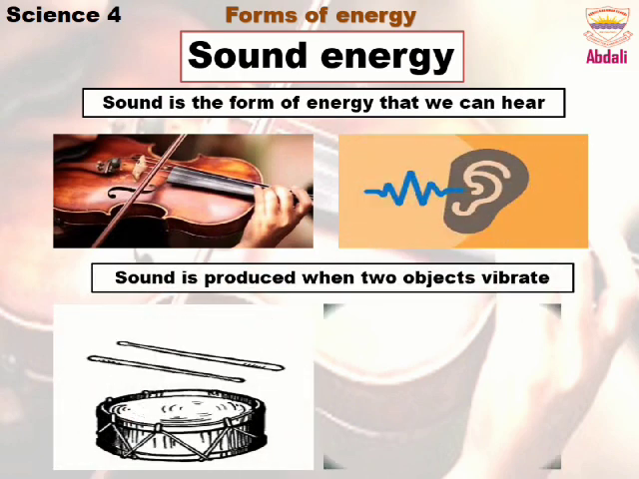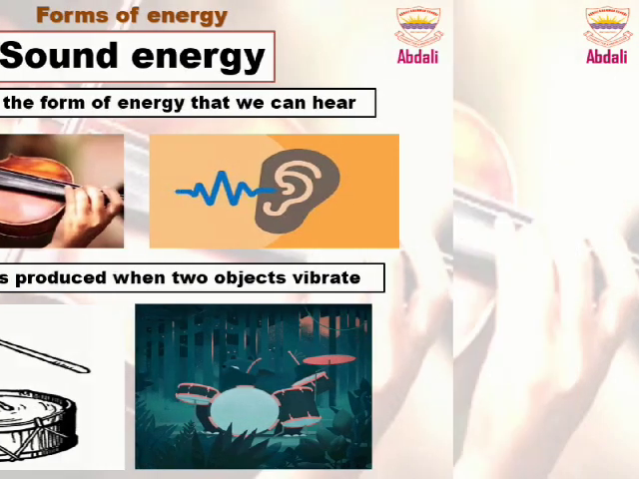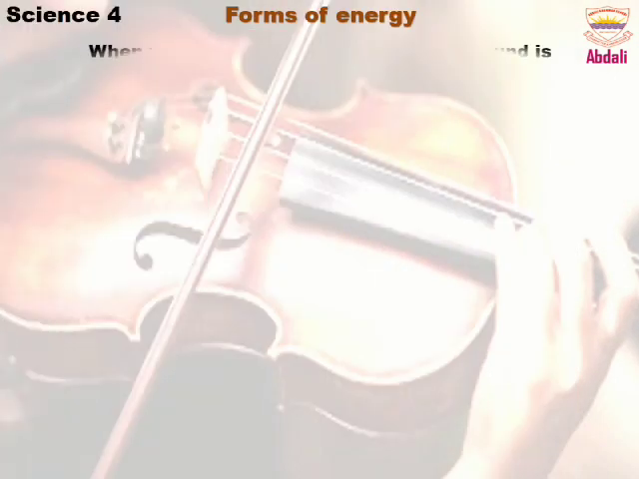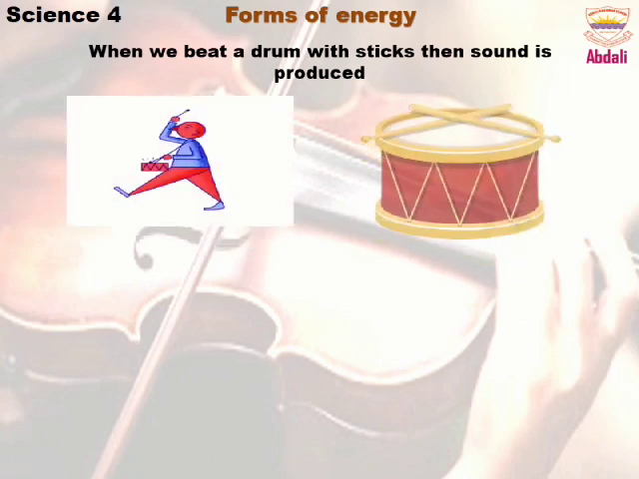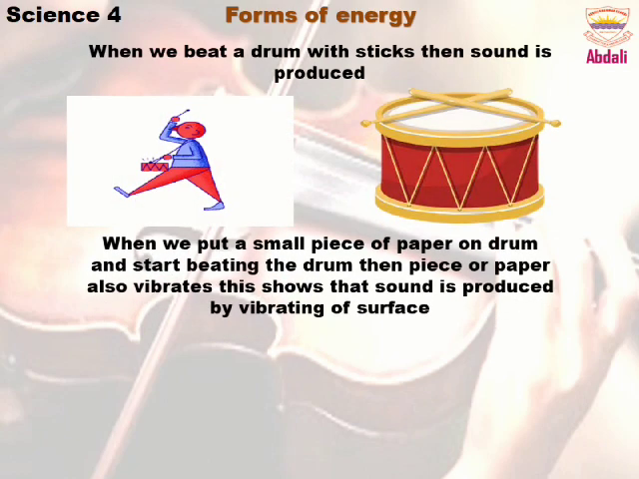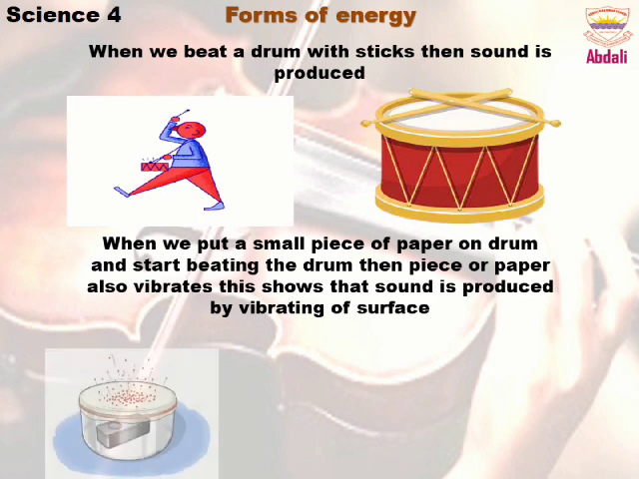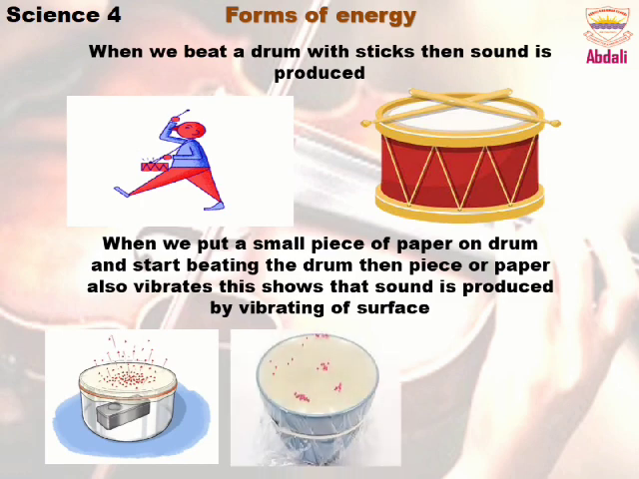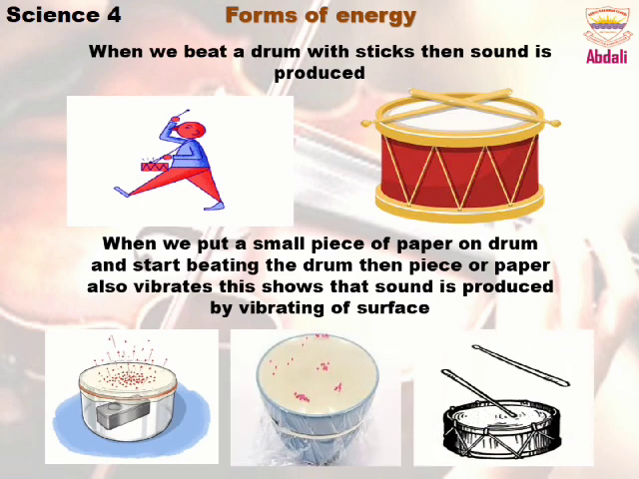Sound is produced when two objects vibrate. When we beat a drum with sticks, then sound is produced. When we put a small piece of paper on a drum and start beating the drum, the piece of paper also vibrates. This shows that sound is produced by vibrating of surface.